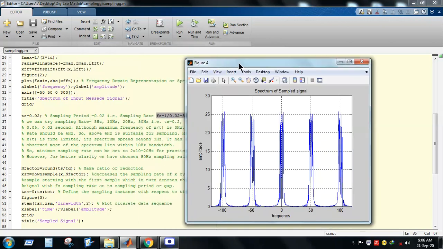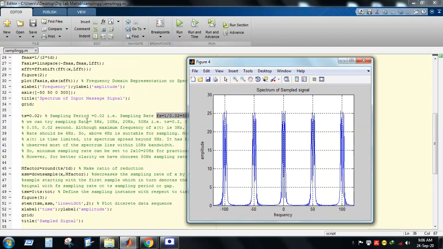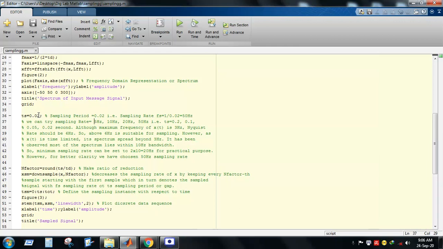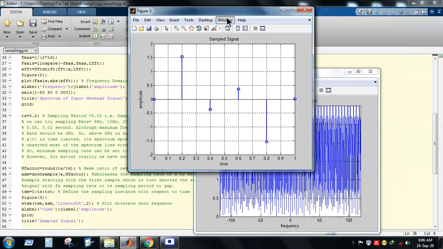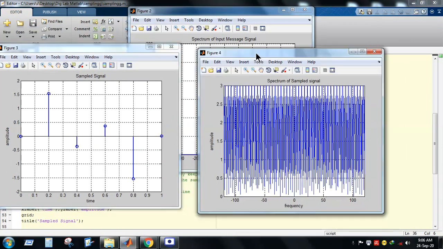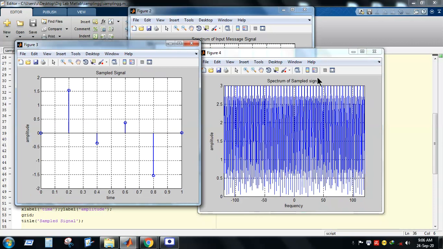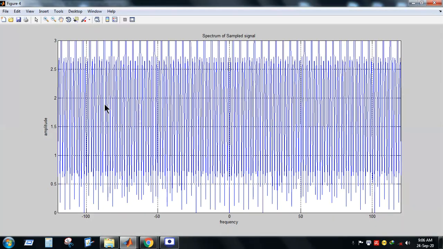Okay, now let's check under-sampling. That means we try the sampling rate at 5 hertz. Okay, so let's see what will happen. For 5 hertz, the value of Ts is equal to 0.2. So if we set Ts equal to 0.2 corresponding to the sampling rate 5 hertz, which is below the Nyquist rate, you can see that the sampled signal time version will look like this, and the corresponding spectrum will look like this. Obviously there is clear overlapping with each other. That means we cannot reconstruct the message signal from it.